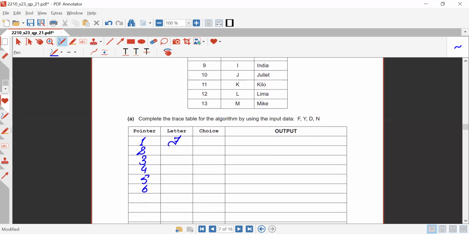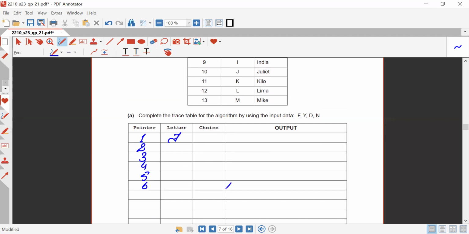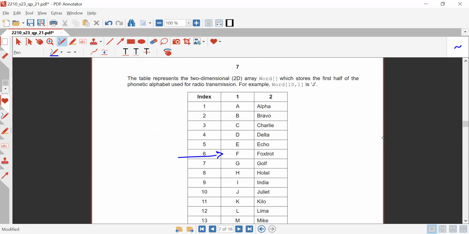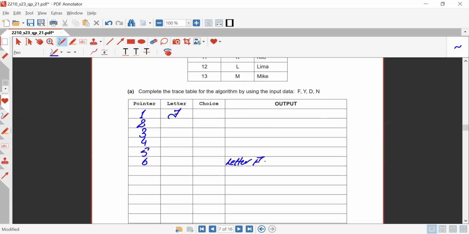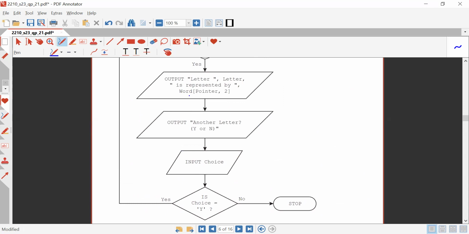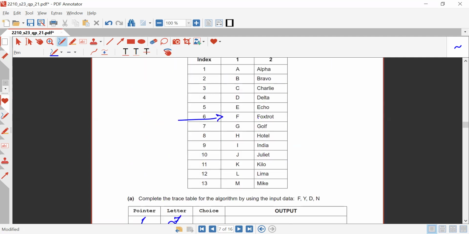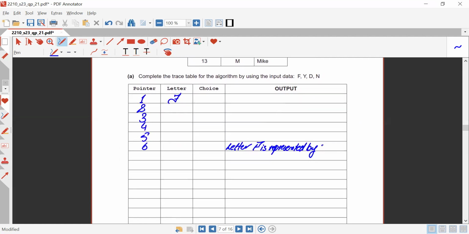Yes, it is now. So they are saying output letter comma letter. So first of all, the keyword letter will be as it is. Letter comma letter. That means whatever the letter is there, F is represented by, and just after the by they are saying pointer. So 6 comma 2. What is there at 6 comma 2? At 6 comma 2 it is foxtrot. So we are going to write foxtrot over here.